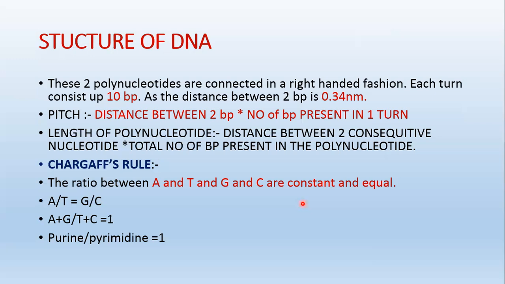So you just have to keep this thing in your mind and also remember this one, purine by pyrimidine is equal to 1. So you know what is purine, you know what is pyrimidine. So the ratio between A and T and G and C are constant and equal. Okay, this entire rule will be more clearer to you when I will solve the question on this rule.